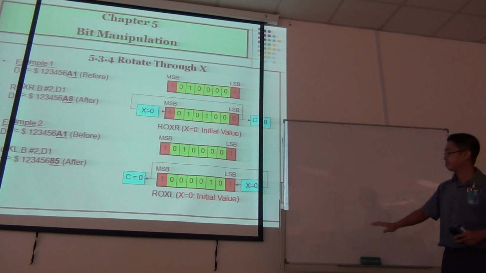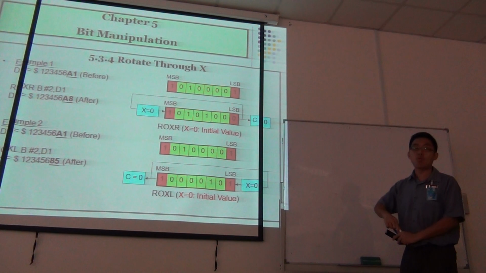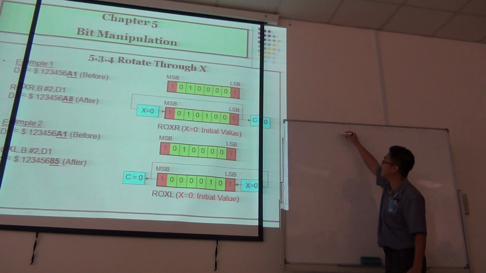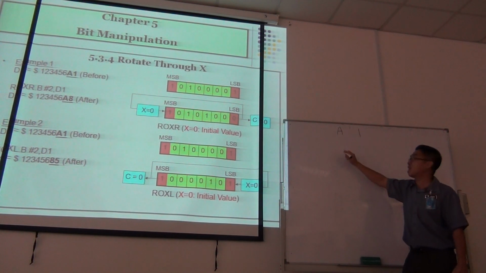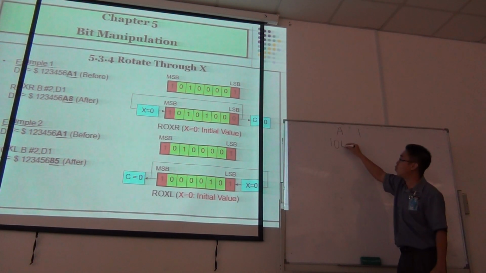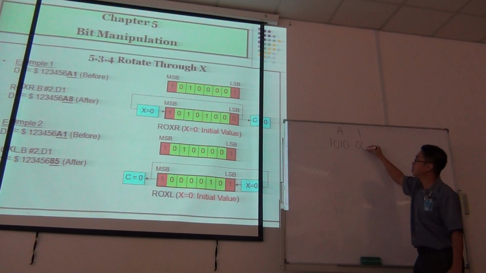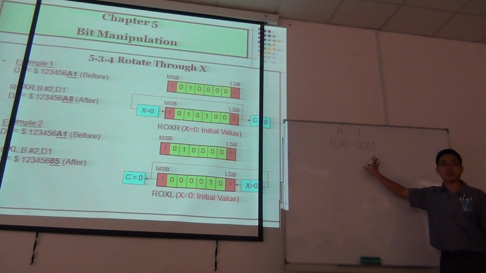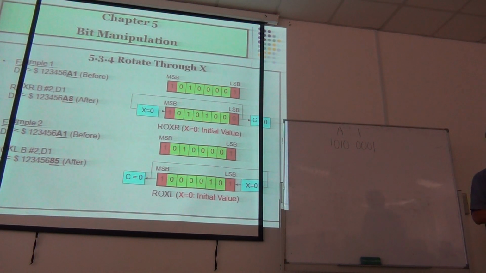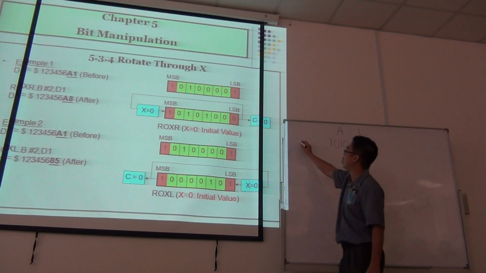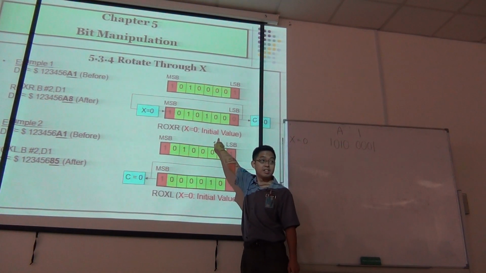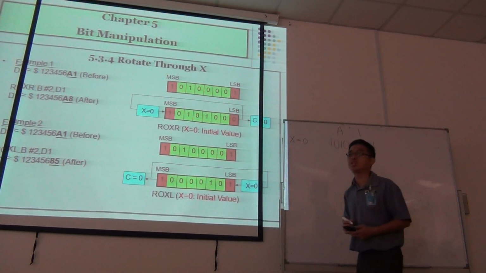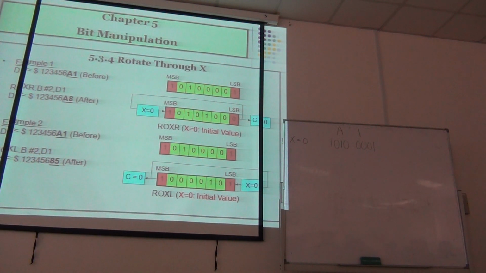So now what happened? For the question, it is A1. A1 is like this, and the binary number is 1 0 1 0 0 0 0 1. So far, okay? You have to rotate it twice through X. X is given as condition value 0. This is the initial value, they call it. Okay, now what you need to do, look at the table.